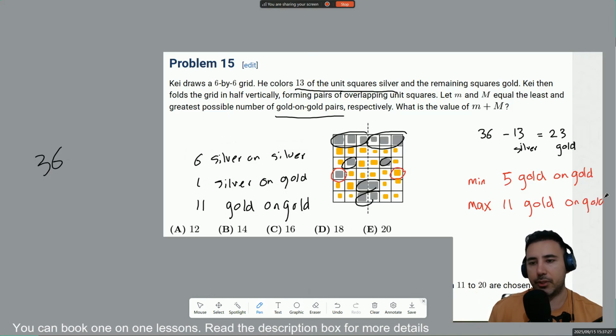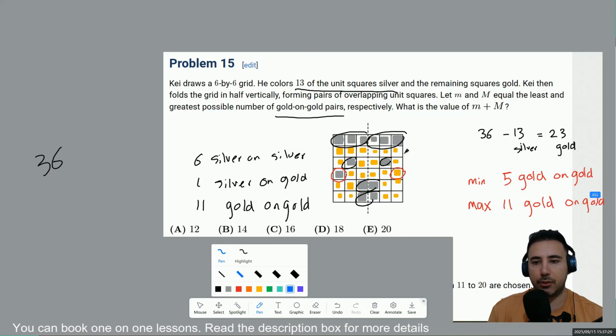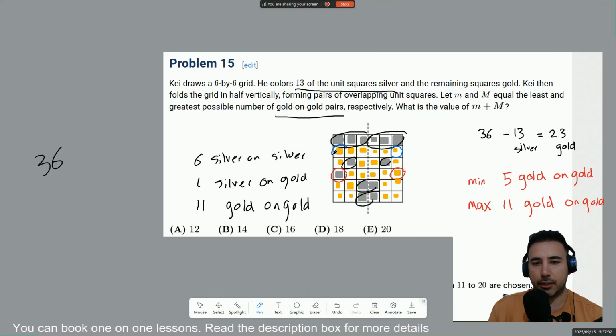So it's also very easy. You just count for yourself and say, okay, this gold will be folded onto this. This gold onto this gold. This gold onto this gold. You can count for yourself too. That's going to be maximum 11 and then minimum 5.